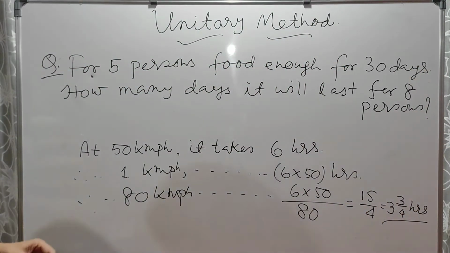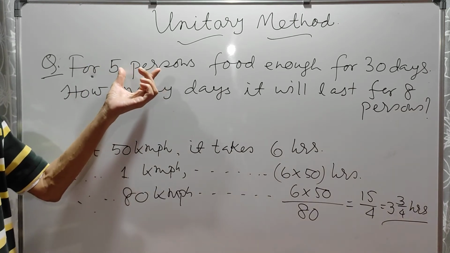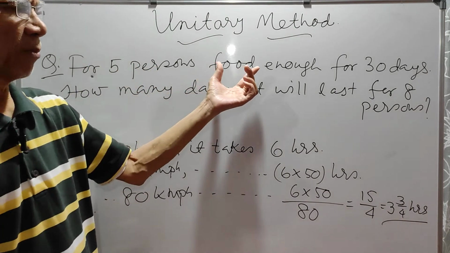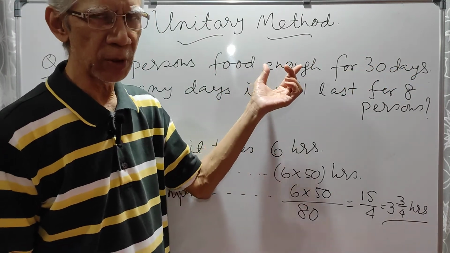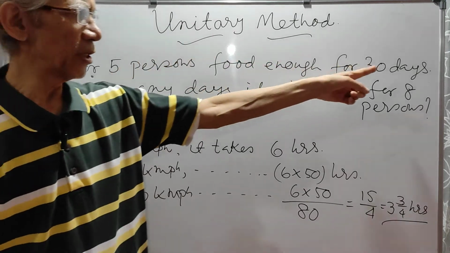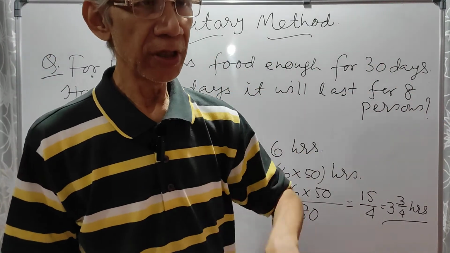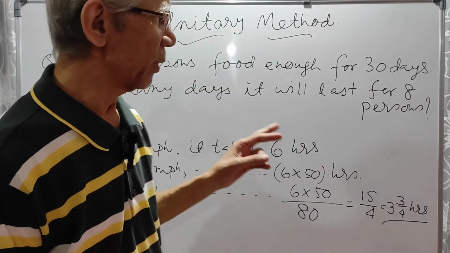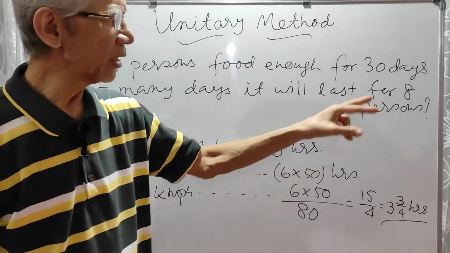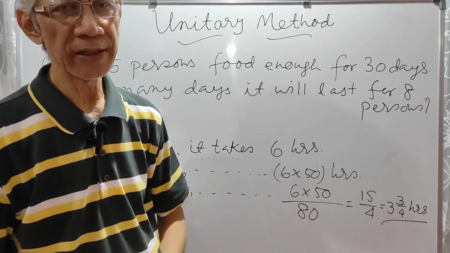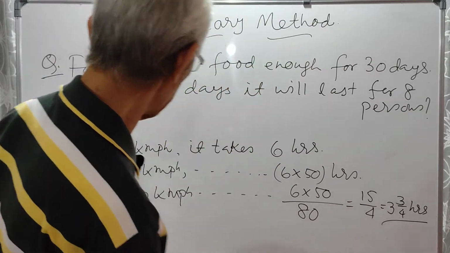Is the question clear? So in your family, there are 5 family members, and you have bought food enough for 30 days. That means this food will last for 30 days. For how many persons? 5 persons. Now suppose 3 guests come to your house, so the total number of persons becomes 5 plus 3, 8. Now the food will definitely not last 30 days, but fewer, less than 30 days. So that number of days you have to find out.